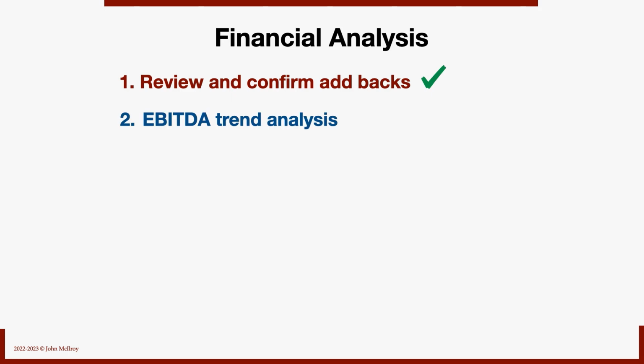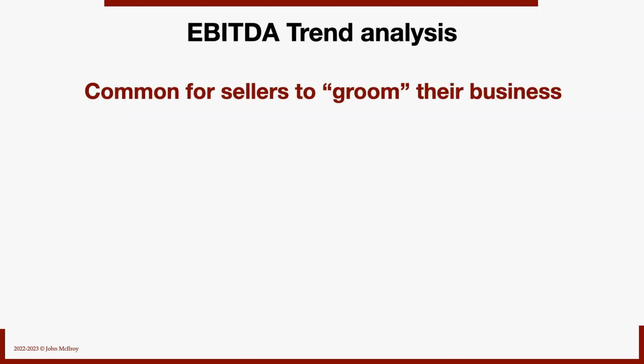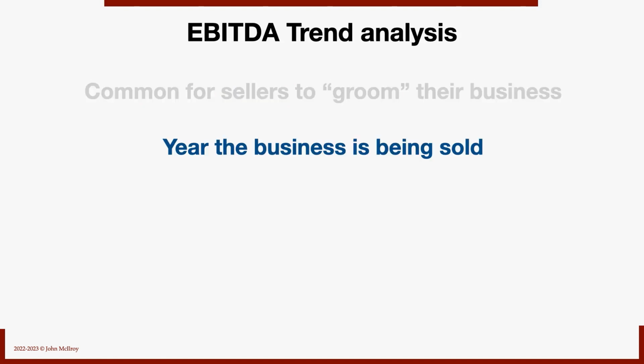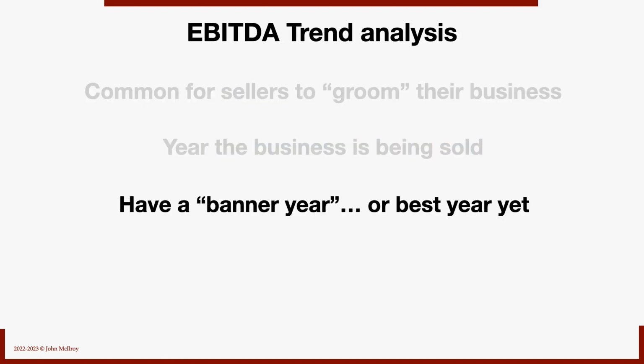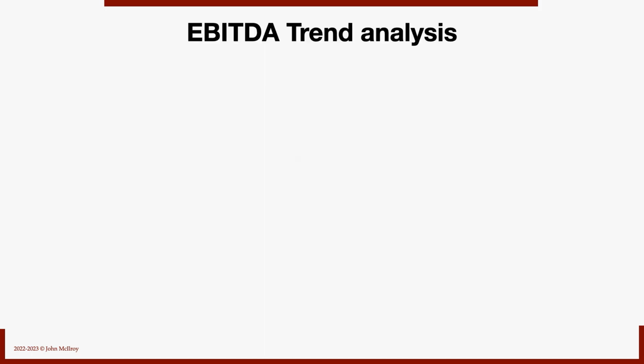Now we want to take a look at EBITDA trend analysis. It is common for sellers to groom their business the year the business is being sold. So you'll find that they're having a banner year or their best year yet just happens to be the year they're selling the business. In that case, we do need to make a trend adjustment. I want to take a look at trends in general because we see different situations.